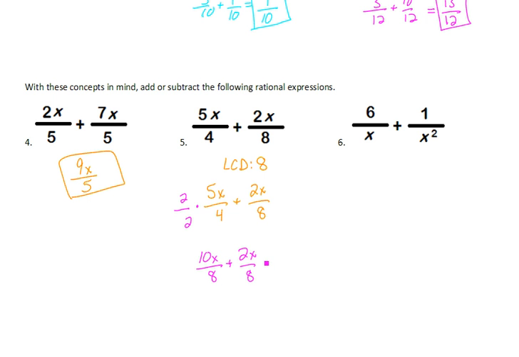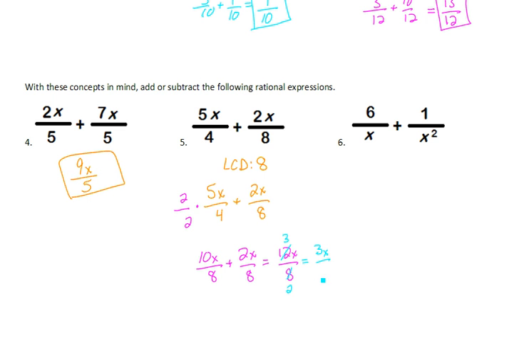Okay, what do I end up getting? 12x over 8. So I added and subtracted them. But I do have to look at this and say that I can simplify, because I see that both 12 and 8 have a common factor. They both have a 4. So I know that 12 divided by 4 is 3, and 8 divided by 4 is 2. So my final answer on this one is 3x over 2.